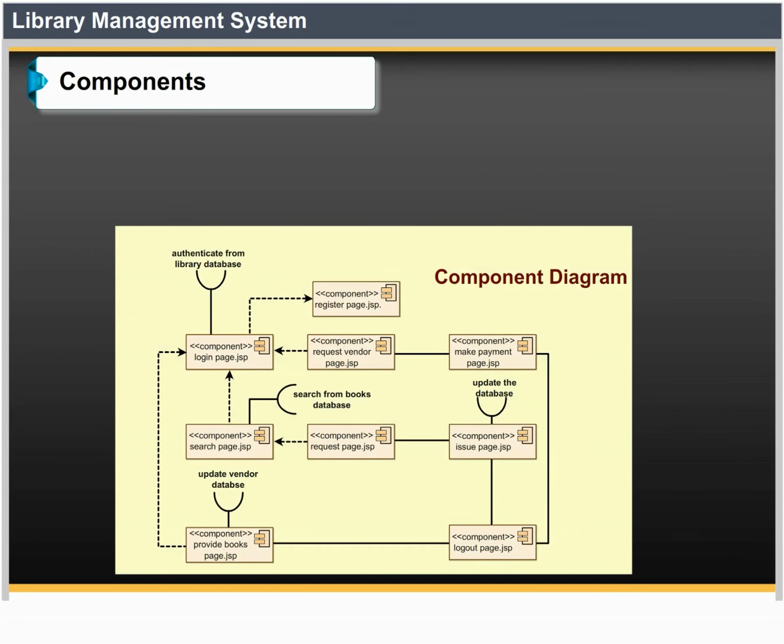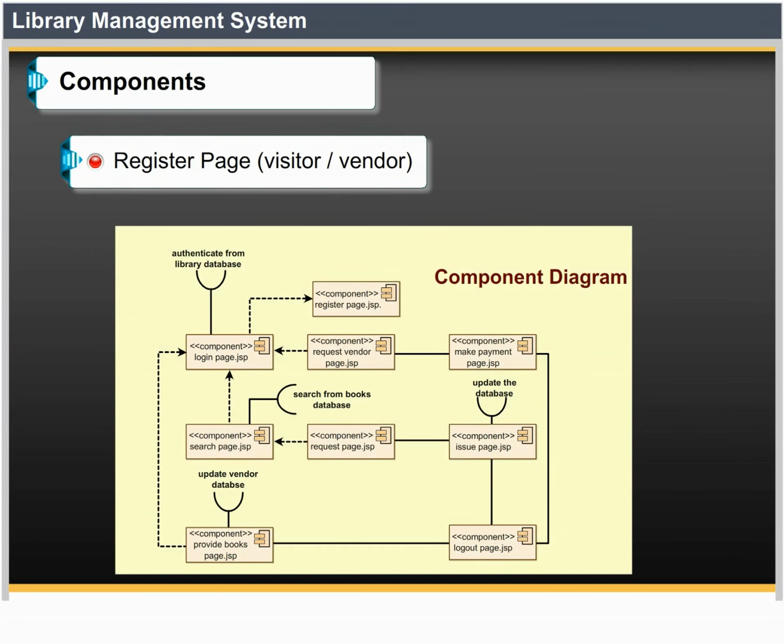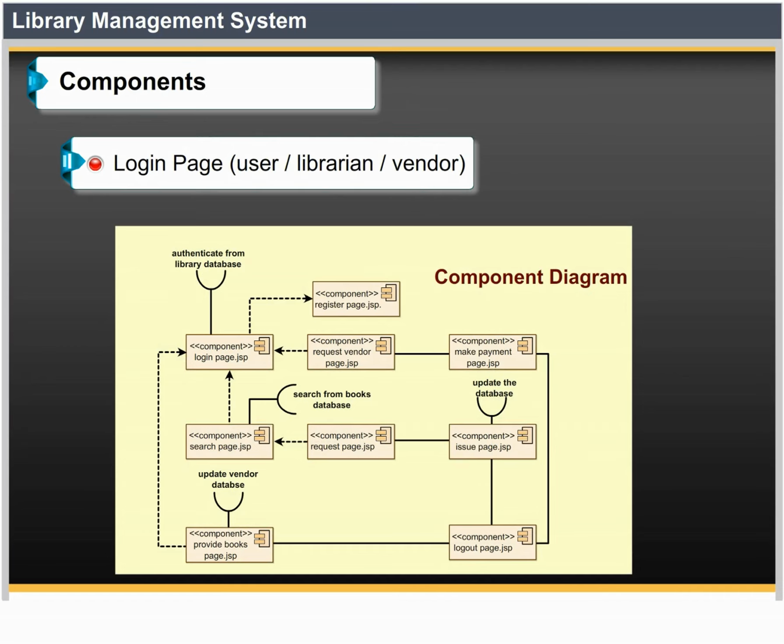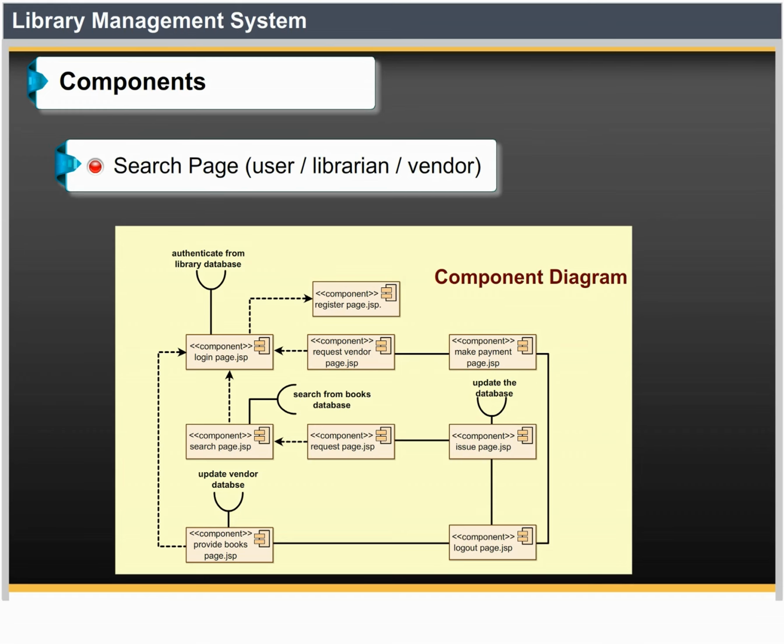Component diagram. Components: Register page, visitor or vendor. Login page, user or librarian or vendor. Search page, user or librarian or vendor.